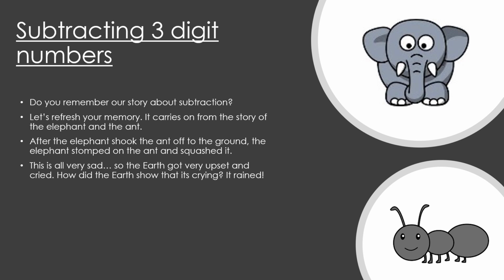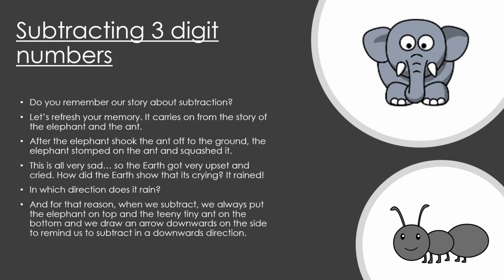How did the earth show that it was crying? It rained. In which direction does it rain, grade 4s? Does it rain upwards? No, it rains downwards. And for that reason, when we subtract, we always put the elephant on top and the teeny tiny ant at the bottom, and we draw an arrow downwards on the side to remind us to subtract in a downwards direction.